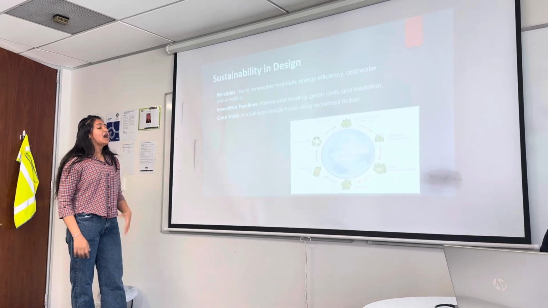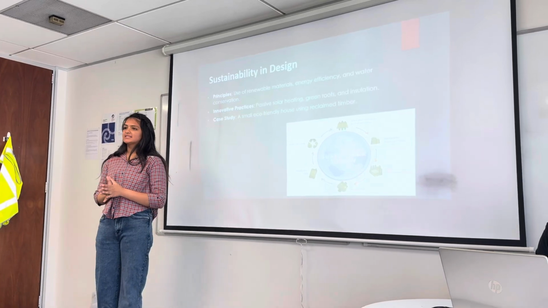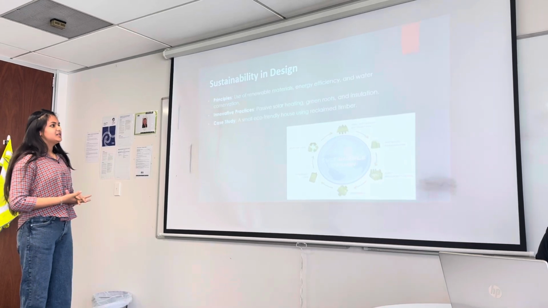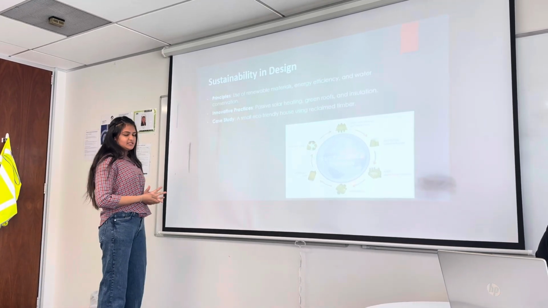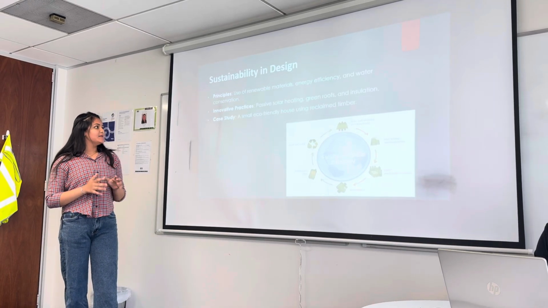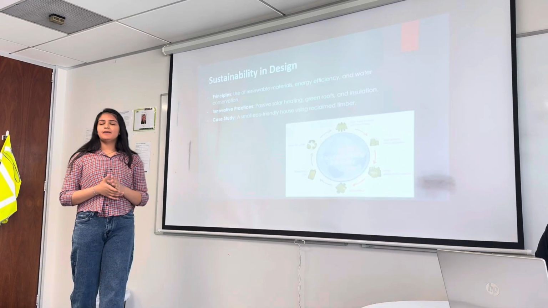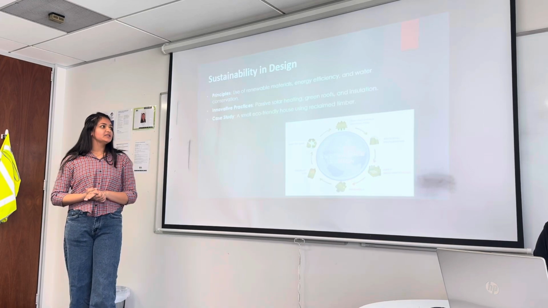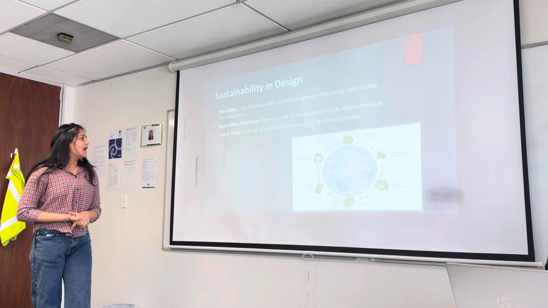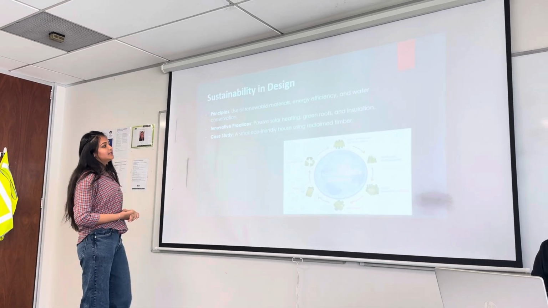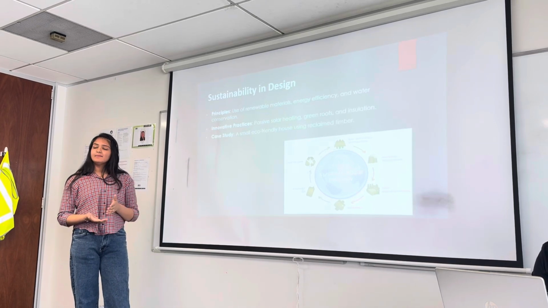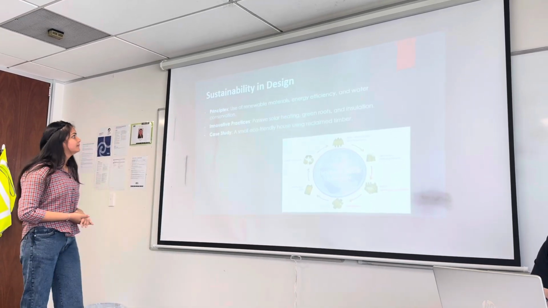Sustainability in design. How is sustainability in design considered? We have to use renewable materials, energy efficiency, and water conservation. We have to use materials which can be reused, and especially the practices which are used are green roofs, passive solar designs, and insulation, which is the most important in sustainability. An example of an eco-friendly material is timber. We can use timber because it's sustainable and it can also be renewed.